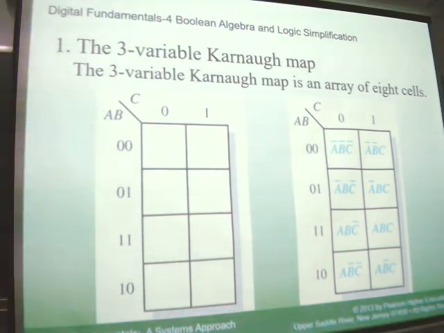A bar, B bar, C. A bar, B, C. A bar, B, C bar. A, B bar, C bar. A, B bar, C. A, B, C. A, B, C bar. They are both right.